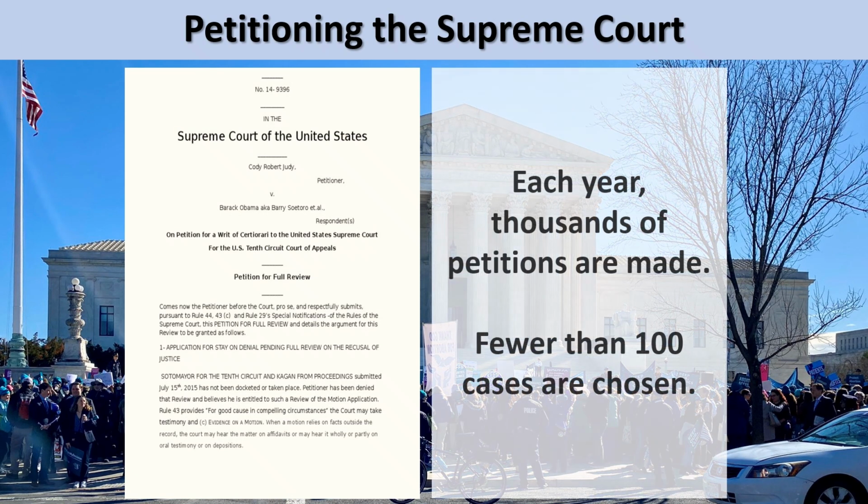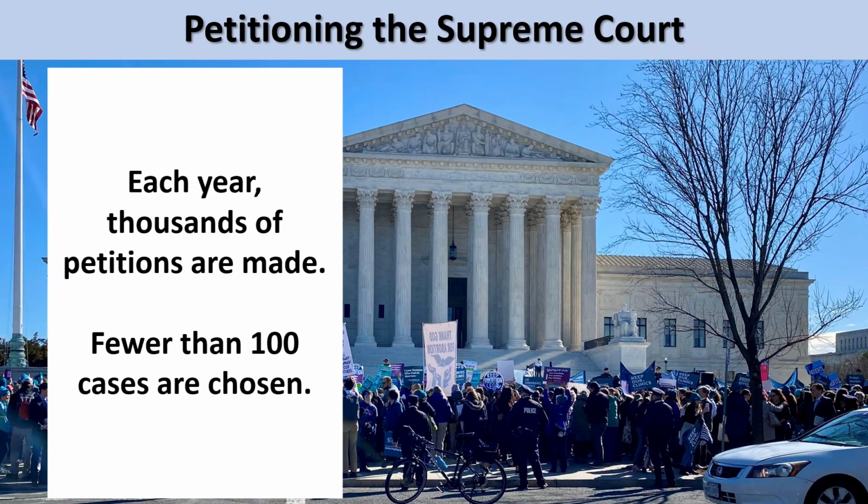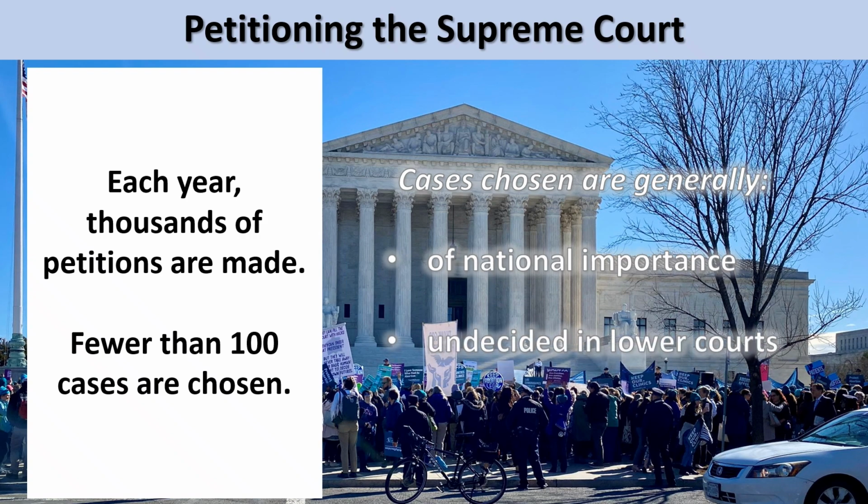Each year, thousands of petitions are made for a case to be reviewed by the 9 Supreme Court justices. Fewer than 100 cases are chosen. Several factors help the court decide whether to hear a case. Cases chosen generally involve issues of national importance. They are also usually undecided in lower courts, meaning judges in other federal courts couldn't come to a satisfactory answer, or arrived at answers that conflicted with each other.